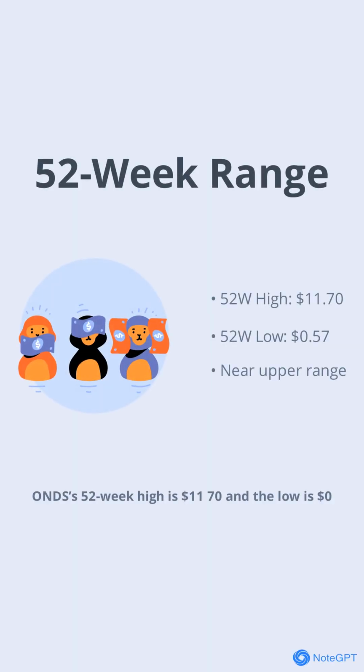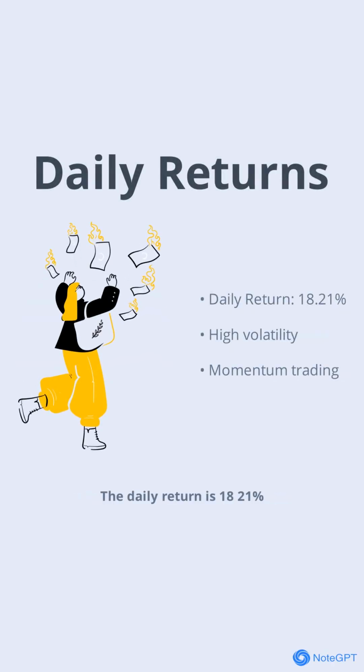ONDS's 52-week high is $11.70 and the low is 57 cents. The current price is near the upper end of this range at a 52-week position of 77.72%. This shows strong performance over the past year, but also means the stock is closer to its historical highs, where resistance may be stronger. The daily return is 18.21%, reflecting a significant one-day gain.